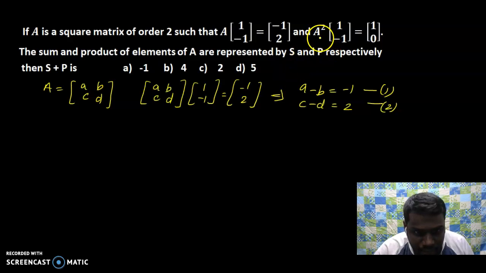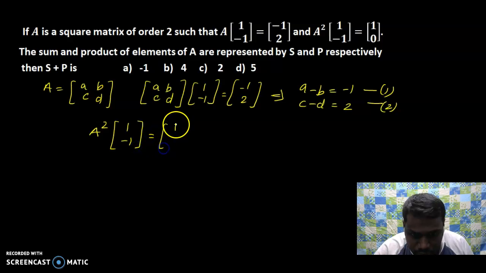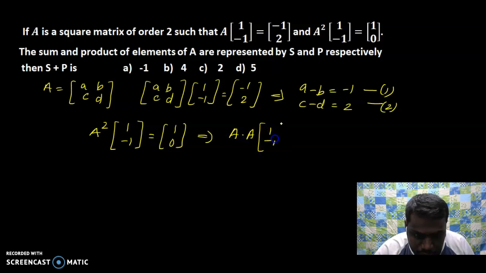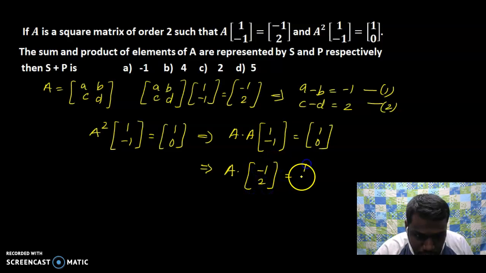Moving on, again given that A squared into [1, -1] is equal to [1, 0]. If I try to find A squared, the entries in A squared will be variables and it will be complicated to deal with. So let us write A squared as A into A. So this becomes A into A into [1, -1], equal to [1, 0]. Now what is A into [1, -1]? It is given that A into [1, -1] is [-1, 2]. So we can replace it, and A into [-1, 2] will be equal to [1, 0].